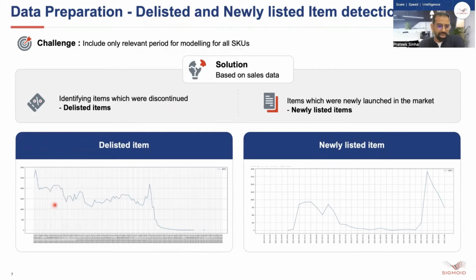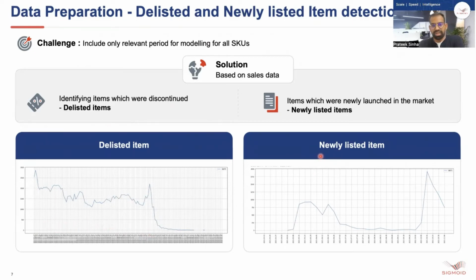In the first example, we can see for this item, the sales are going to zero after a certain period of time. So for modeling this item, we should only include the valid sales period. So first we need to identify the delisted item and then identify the period in which it has valid sales.